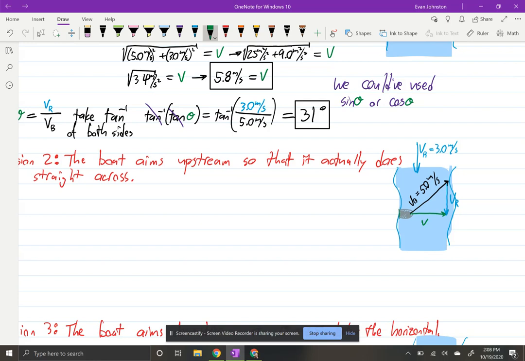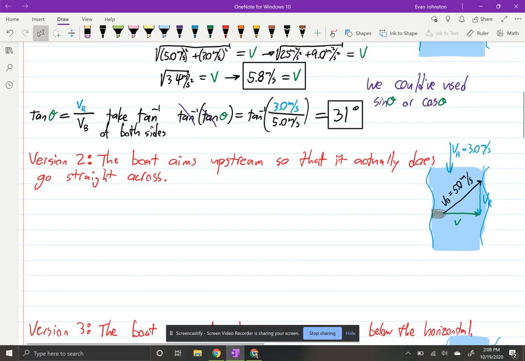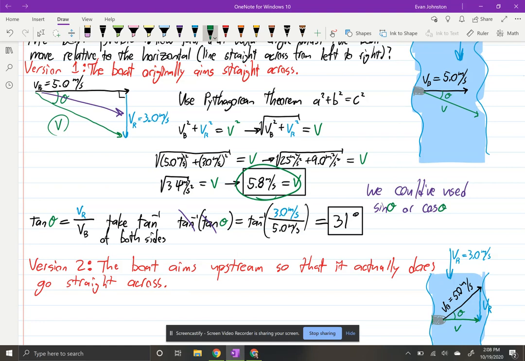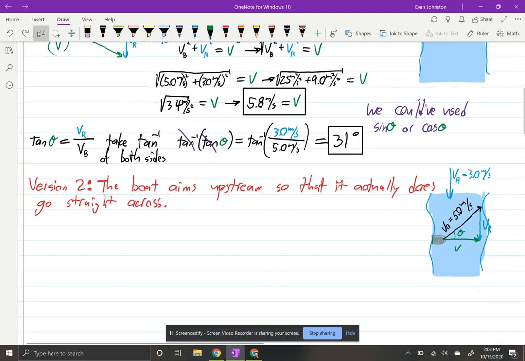How quickly is it going to go? We're still trying to find the same two things. How quickly will it go, and what does the angle need to be? Now, in the last one, we saw that it went 5.8 total when the boat only goes 5. So aiming straight across, its total effect was it sped the boat up. Now, if we're aiming upstream, though, like we are here, we're kind of partially fighting against the river. So in the end, I would guess it's going to be something smaller than this original 5.